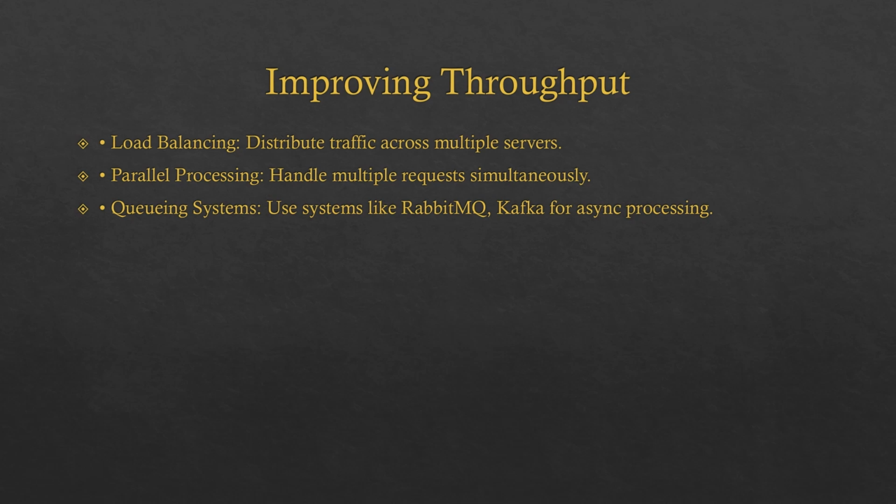Throughput can be improved by employing techniques like load balancing, which distributes traffic across multiple servers to avoid overwhelming any single one. Parallel processing allows us to handle multiple requests simultaneously. Lastly, using queuing systems like RabbitMQ and Kafka for asynchronous processing helps in better handling of large volumes of traffic.